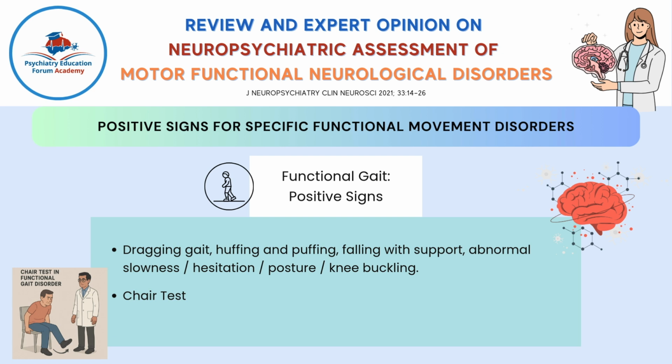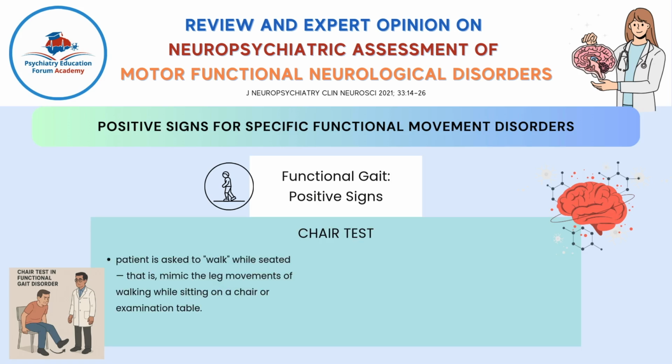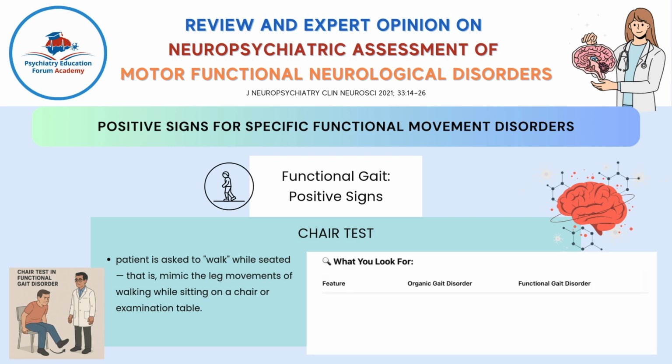Whenever a patient is presenting with functional gait, so you have looked at dragging gait, huffing and puffing, falling with support, abnormal slowness, hesitation, non-economic posture, or knee buckling, then you can do this chair test. But what is the chair test? In the chair test, you ask a patient to sit in a chair or on an examination table with their legs hanging, and you ask them to walk while they're sitting, like you mimic the leg movements of walking. And this is how you differentiate organic disorder versus functional disorder with this chair test.